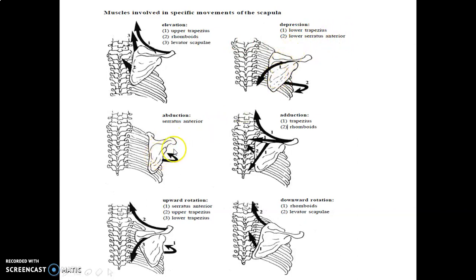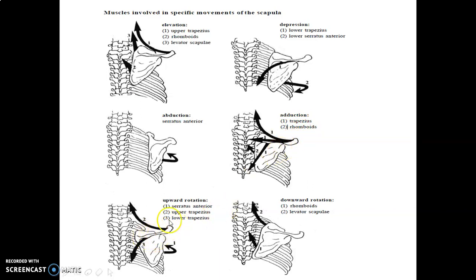Abduction of the scapula. Here we are not talking about the abduction of the humerus. We are talking about the abduction of the scapula, where the serratus anterior muscle is helpful. Adduction, of course, is by the rhomboids and some parts of the trapezius also. The rhomboids' major function is also adduction. It stabilizes the scapula towards the middle side, that is adduction.